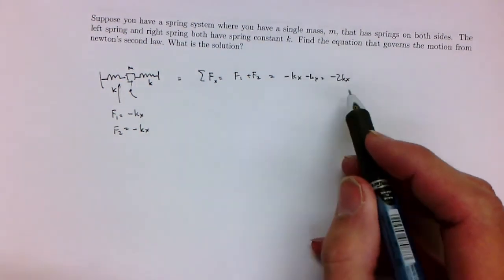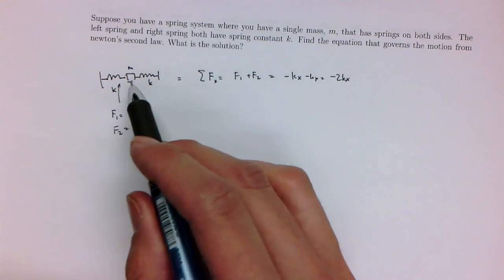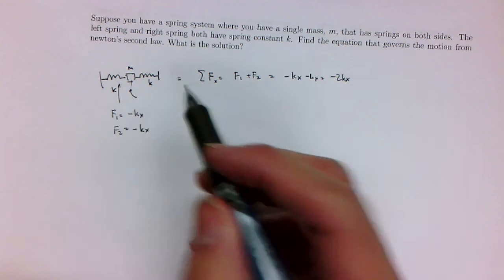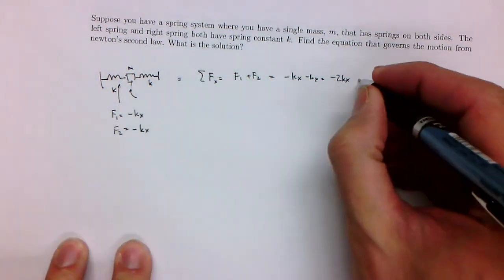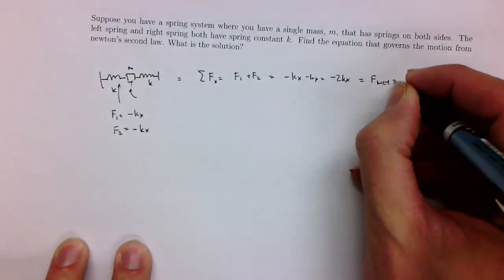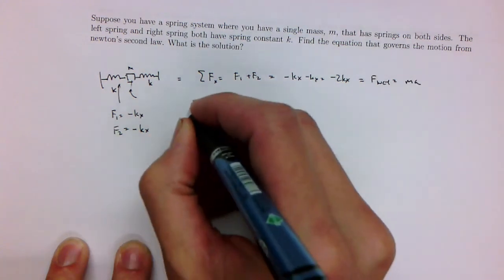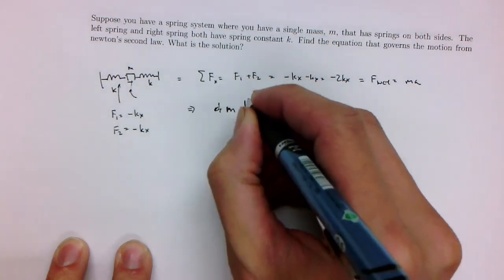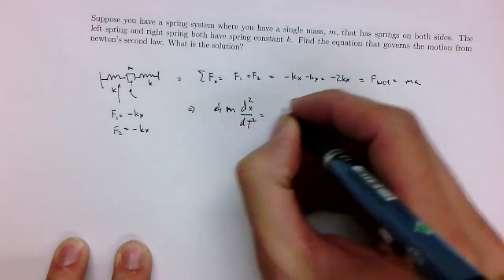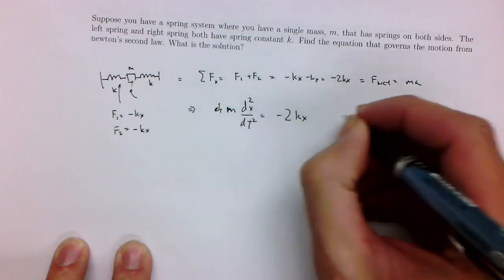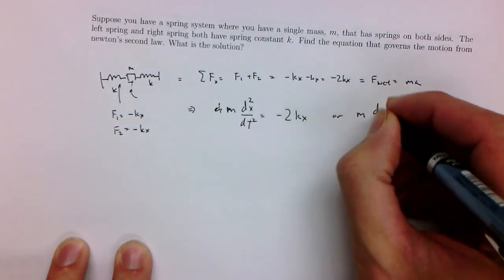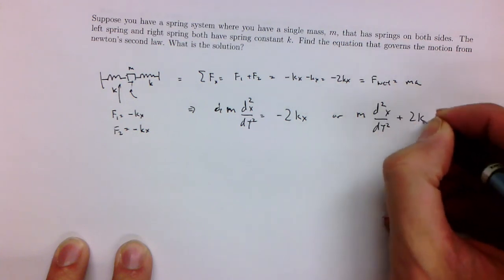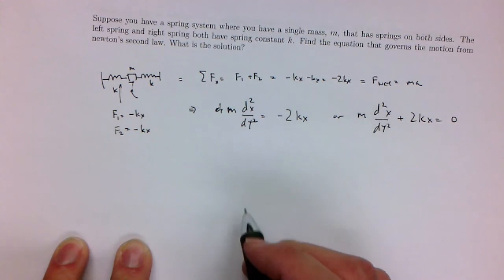It's actually rather obvious why this is the case, because if you put two springs which are the same on both sides of something, basically what will happen is that you have double the spring force. Now this is the net force, which is also equal to the mass times acceleration, and that we know is going to be m d squared x dt squared equals minus 2kx, or m d squared x dt squared plus 2kx equals 0. Just basically adding to both sides.